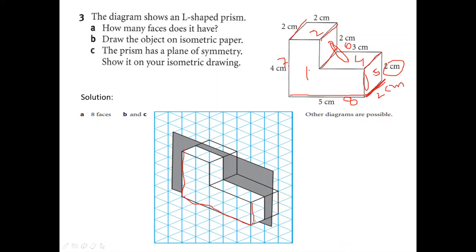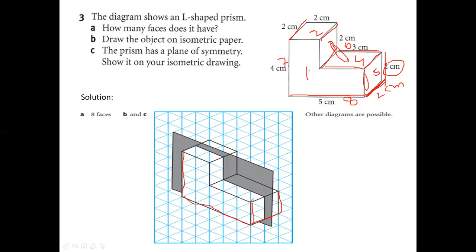Here I will take 2 boxes. 1, 2. Again height, again 2. Again I will take 2. 1, 2. Okay. Next, here it is 3 centimeters, so the opposite one is also equal to 3 centimeters. These two are 3 centimeters.